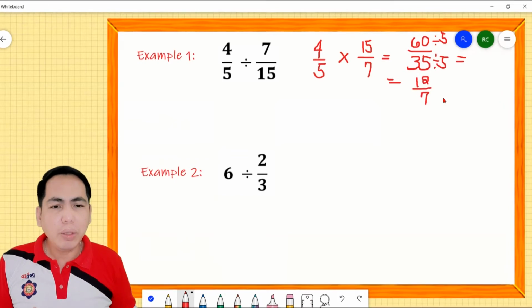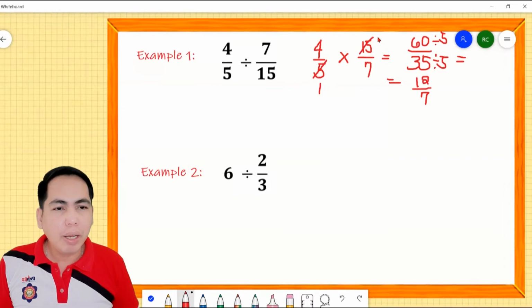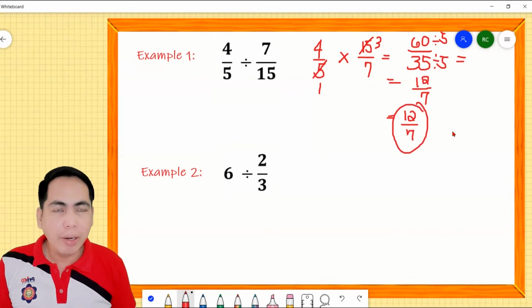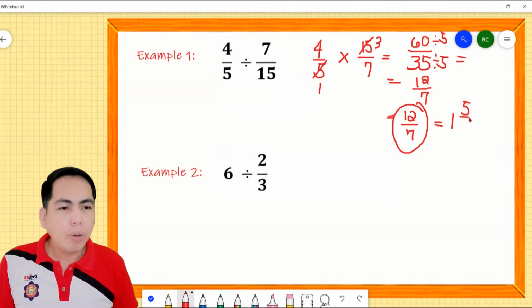The other way to do it is to reduce the fractions first before multiplying. In this case, since 5 and 15 can be reduced to lowest term by dividing these numbers by 5, 5 divided by 5 will give us 1, and 15 divided by 5 will give us 3. So 4 times 3 will give us 12, and 1 times 7 will give us 7. So our answer is 12 over 7, or if you want to change it into a mixed number, you may do so also. That is equivalent to 1 and 5 over 7.